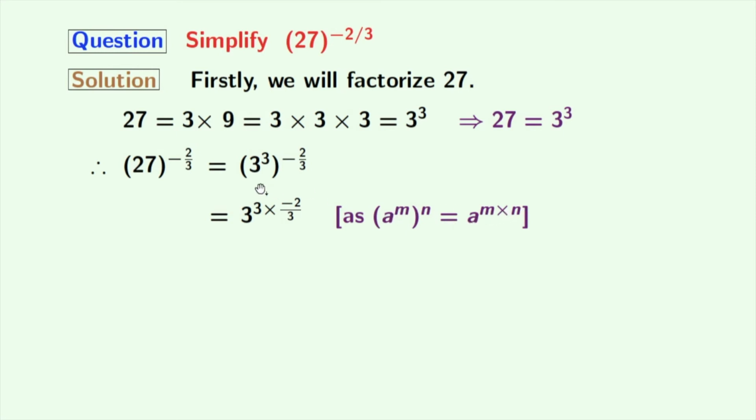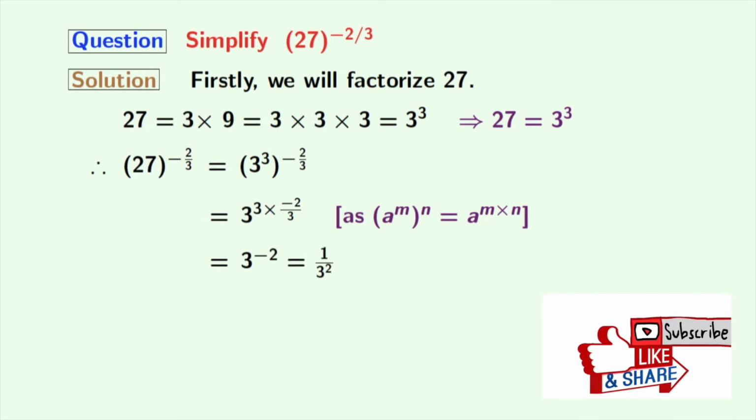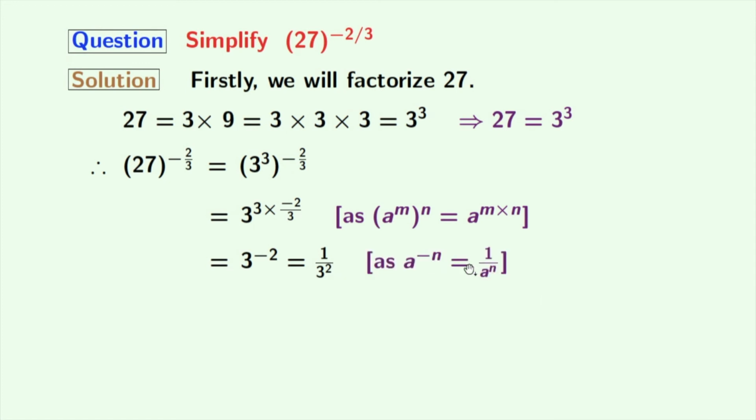Here a is 3, m is again 3 and n is minus 2 by 3. Now simplifying the power, we get 3 power minus 2. That is equal to 1 by 3 square. Here we have used the fact a power minus n is equal to 1 by a power n. Here a is 3 and n is 2. Now after simplification, we get 1 by 9 and this is our final answer.